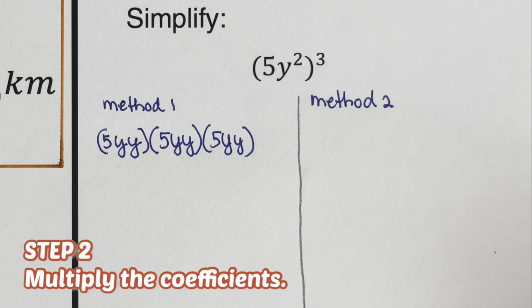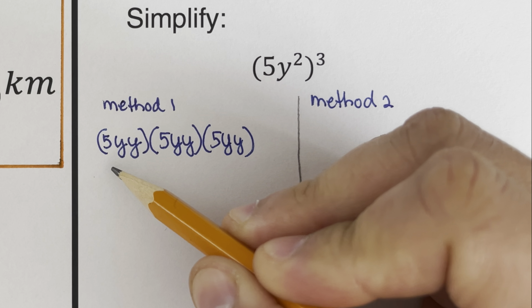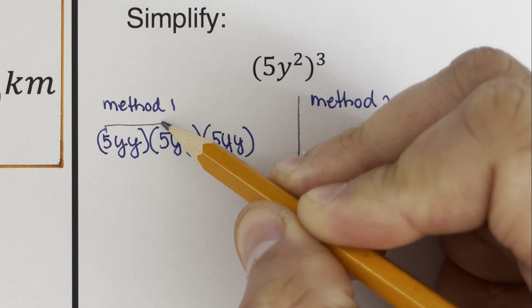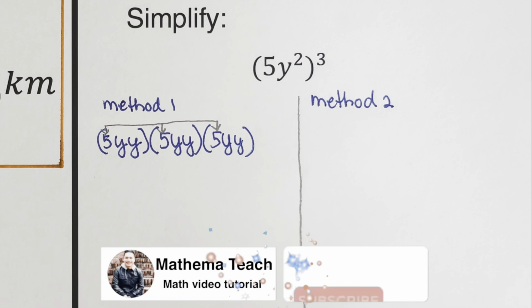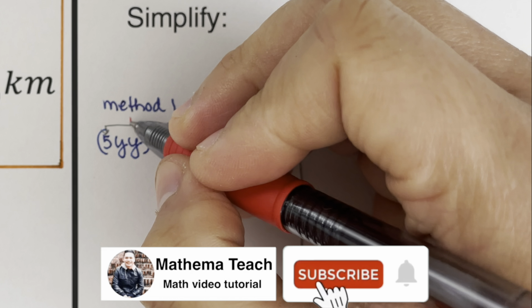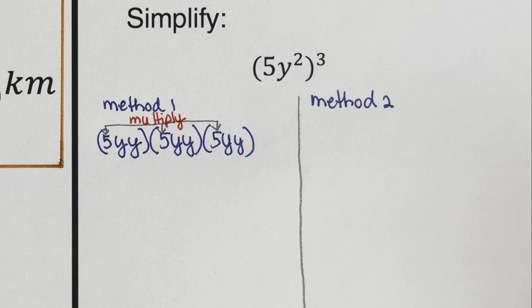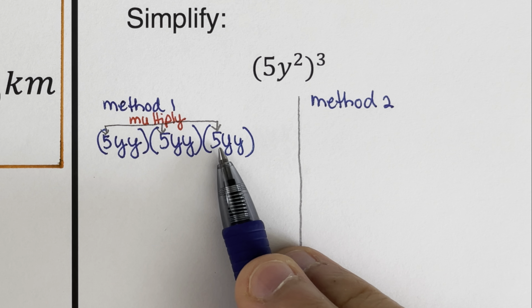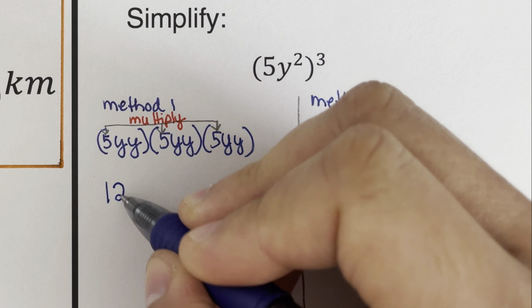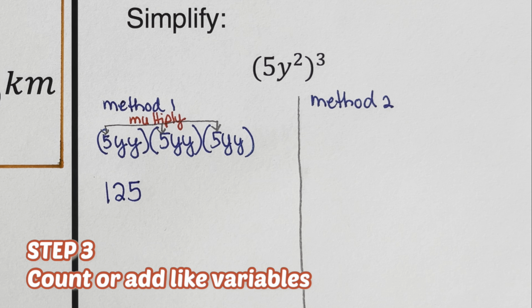The second step is to multiply the coefficients. So in this case, we are going to multiply these coefficients that we have. Again, a coefficient is the number before the variable. I'm just going to go ahead and label that up here. So 5 times 5 is 25, and 25 times 5 is 125.